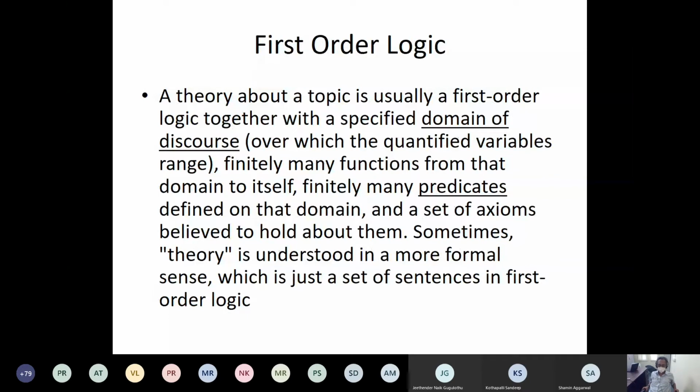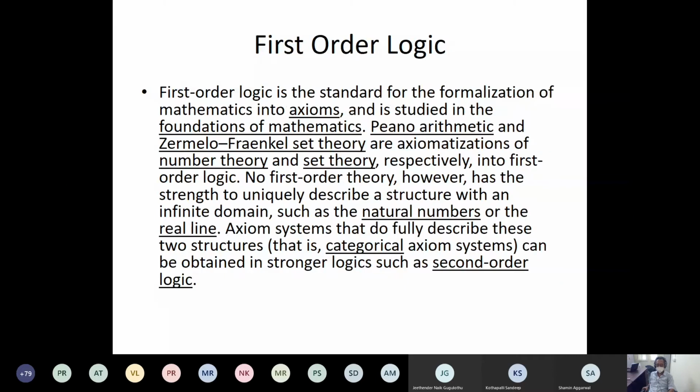Finitely many functions from that domain to itself, finitely many predicates defined on that domain, and a set of axioms believed to hold about them. Sometimes theory is understood in a more formal sense, which is just a set of sentences in first order logic.